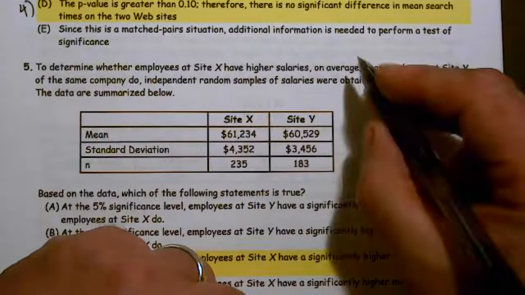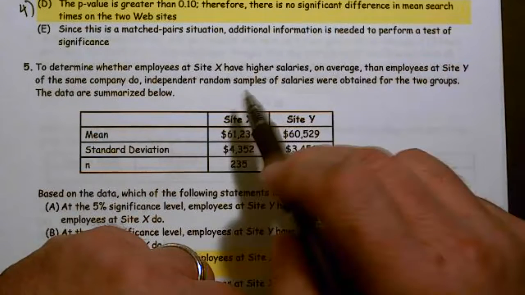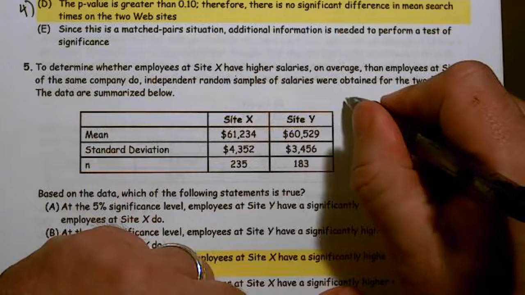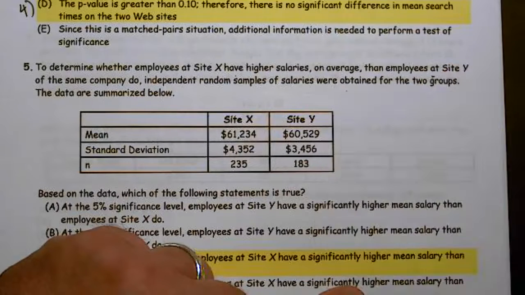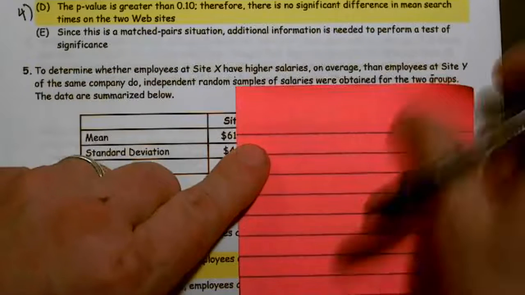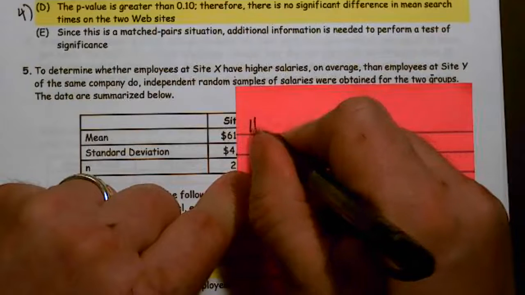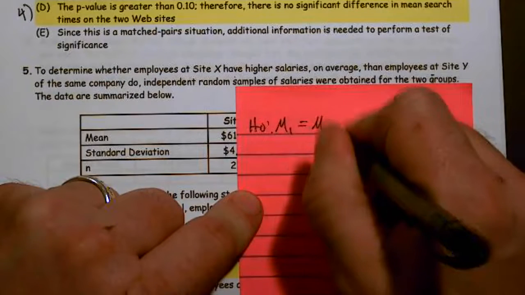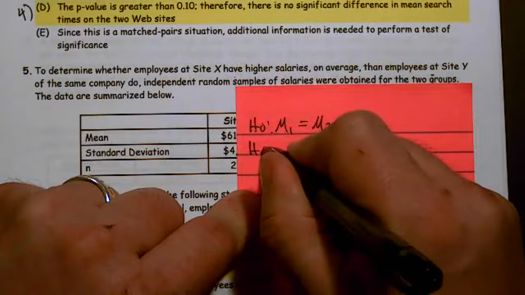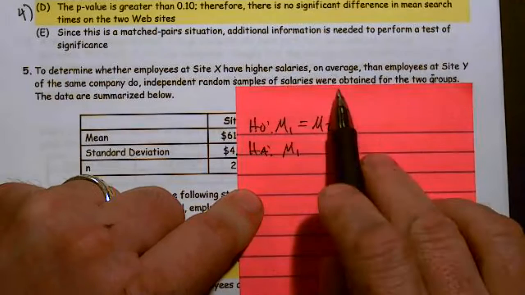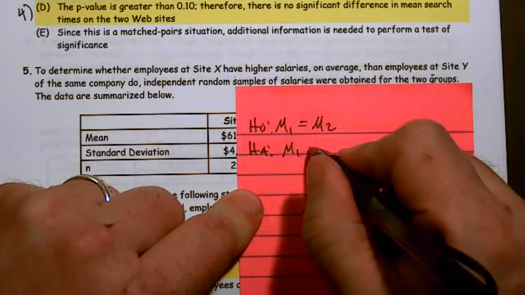With that being the case, and X being greater than Y, I'll do this on a separate sheet of paper just like I did the last one. Our null hypothesis is H0: mean of 1 equals the mean of 2. The alternative is mean of 1, and they wanted to see if X was greater than Y.